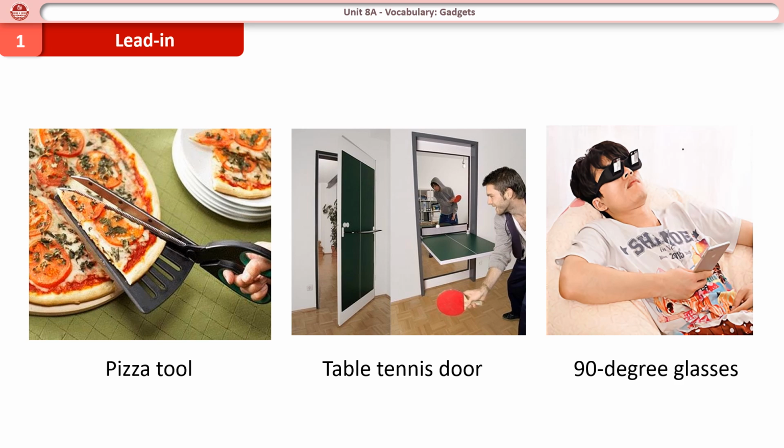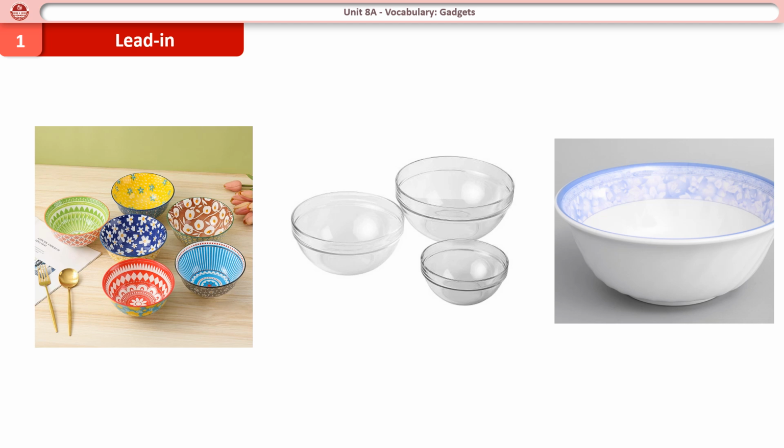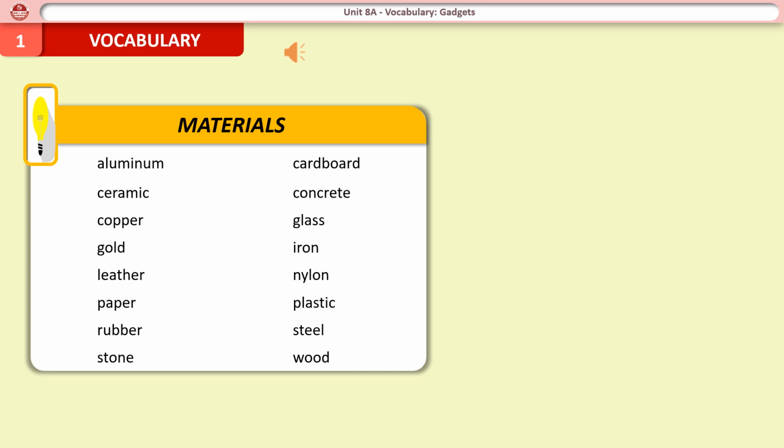So first, let's have a look at these bowls. We have different types of bowls here. And can you try to guess what is the biggest difference among them? Really nice. Exactly. They are different in materials. So when you want to try to describe a product or a gadget, knowing the vocabulary for materials would be very important. Let's have a look at the materials that we have here and we'll listen to the pronunciation.